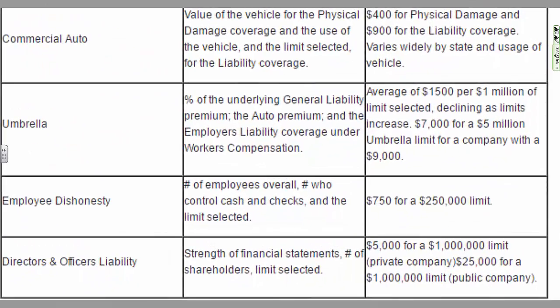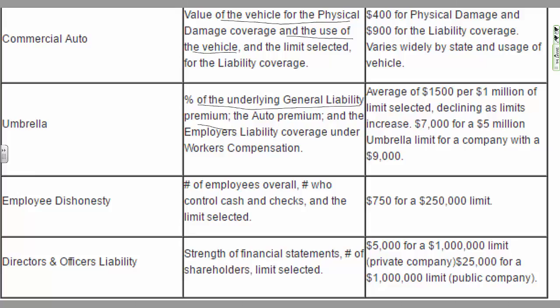Commercial auto is the value of the vehicle for the physical damage coverage and the use of the vehicle. Part of the exposure basis means how much vehicles are used. A truck that sits in the garage for many months at a time would not pose as big a risk as a truck that is in use on the highways, so that does make sense. With umbrella coverage, since the umbrella is over other underlying coverages, the exposure is based on the percent of the underlying premiums, which does make sense.